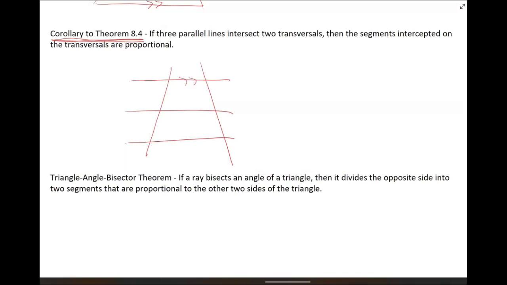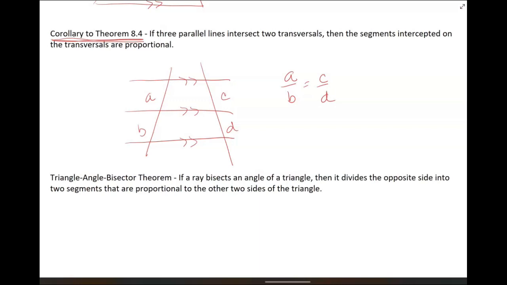So you have three sets of parallel lines. And this says that A is to B as C is to D. Okay, so you can extrapolate it outside the triangle and say A is to B as C is to D.